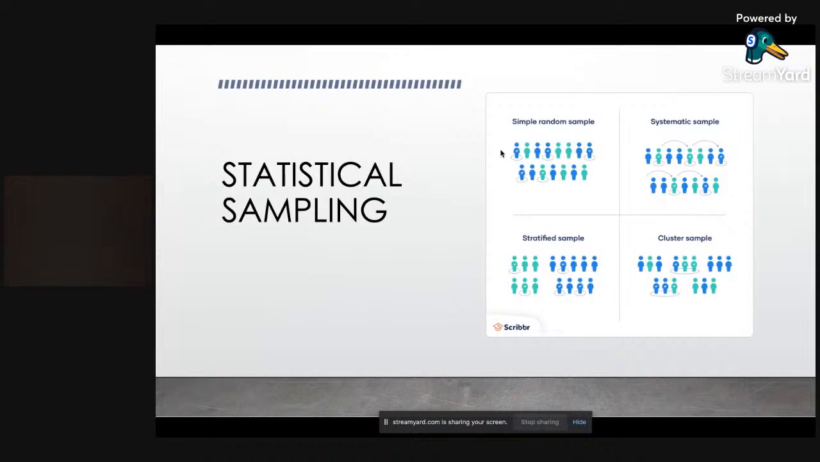For the systematic sample, you choose accordingly, following a system. So I'm saying that you have to choose this one, this one, this one, this one. For the stratified, you divide them into strata, and then you choose the sample. And for the cluster, you divide them into clusters, for example according to age, and then you just pick the cluster sample.